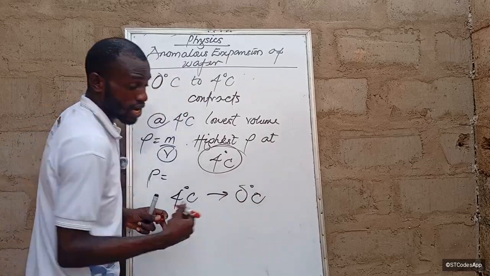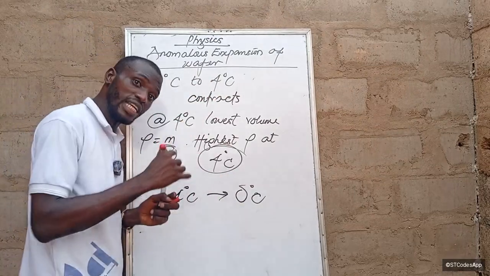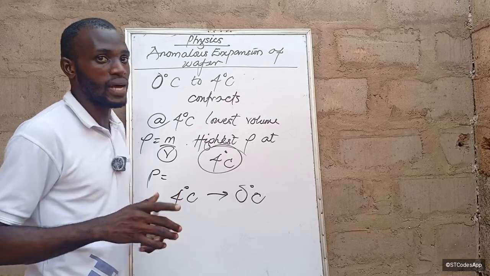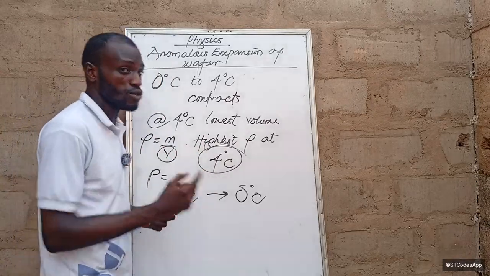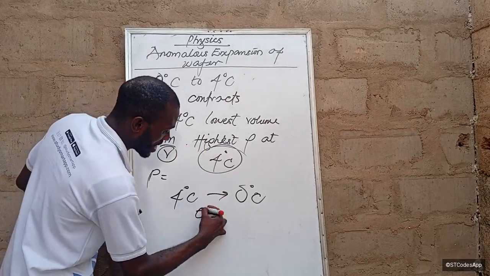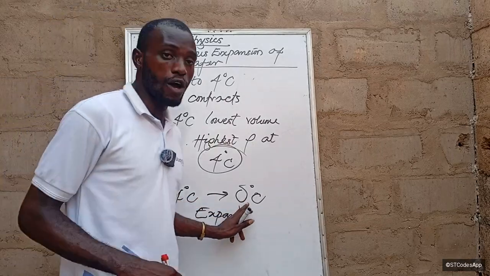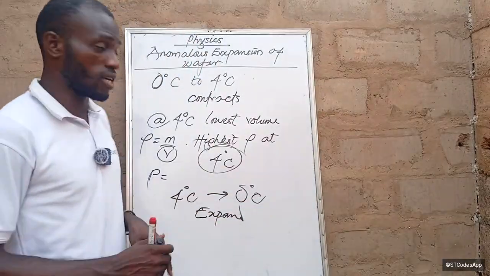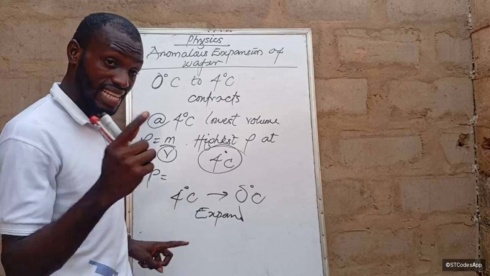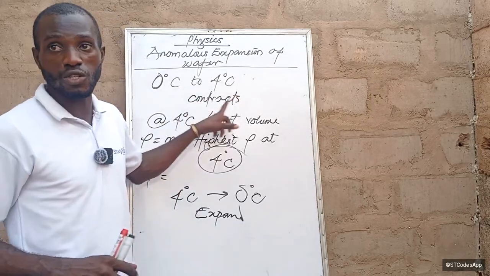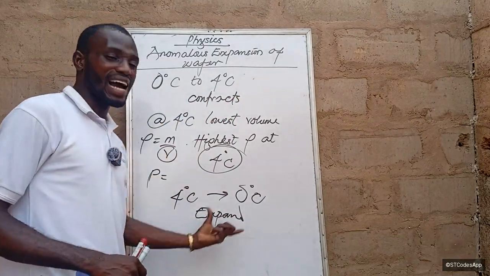Now if you cool it down from 4 degrees Celsius back to 0 degrees Celsius, what's going to happen? If from 0 to 4 is contracting, then from 4 to 0 you are cooling. When you cool a fluid, normally it should be contracting. But when you cool water from 4 degrees Celsius to 0 degrees Celsius, it will actually expand. Then if you go below 0, it begins to contract again. So the point with anomalous expansion of water is that from 0 to 4 degrees Celsius, water contracts, and from 4 degrees Celsius back to 0 degrees Celsius, water expands.